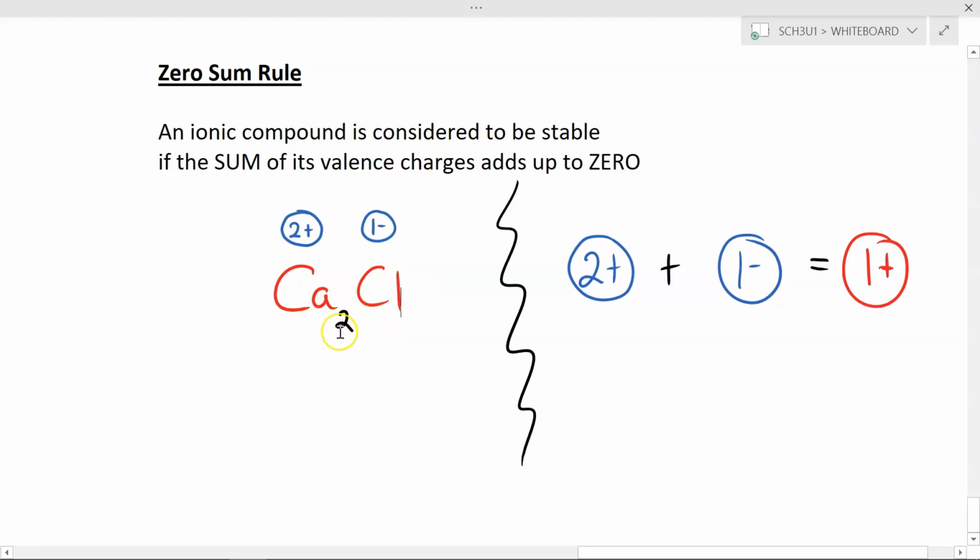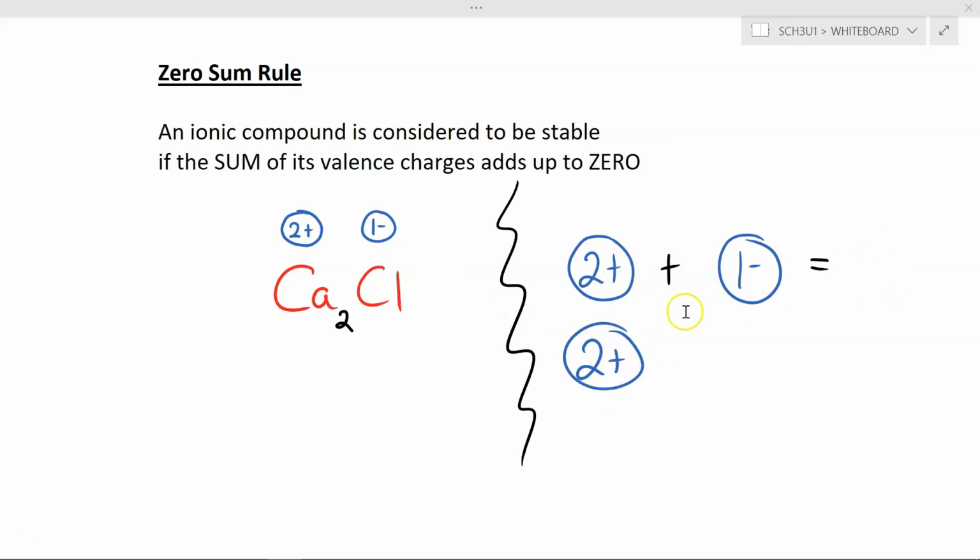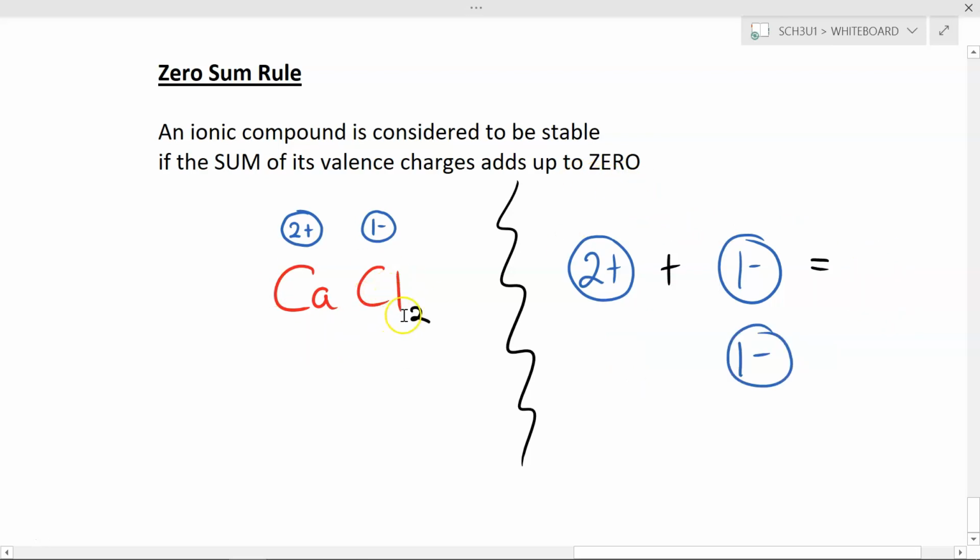Well, what happens if I use 2 calciums instead? So I put the number 2 down here. Now that I have 2 of these calciums, I have 2 of these valence charges. Now, when we recalculate this, does that help? No, we end up with a 3+, it's not a 0. So that didn't work. So what if I tried having 2 chlorines? Well, with 2 chlorines, I will now have 2 valence charges of 1-. And when you add a 2+ with a 1- and another 1-, you end up with a 0. And that tells us that this chemical formula with these subscripts, these numbers down here, is correct.